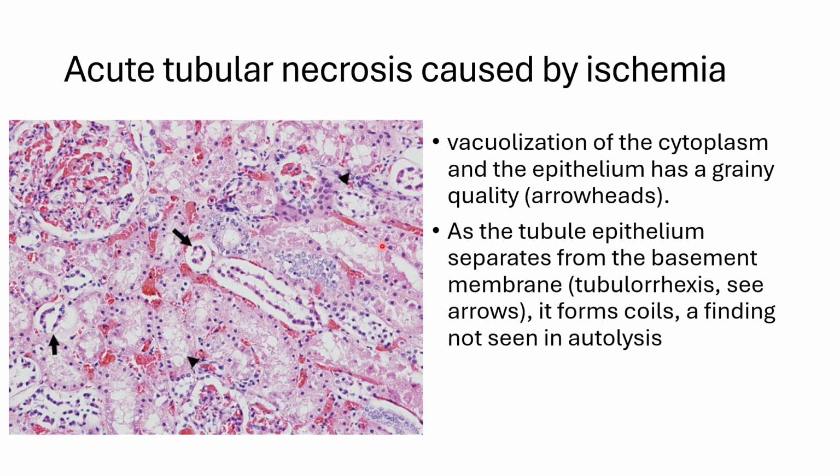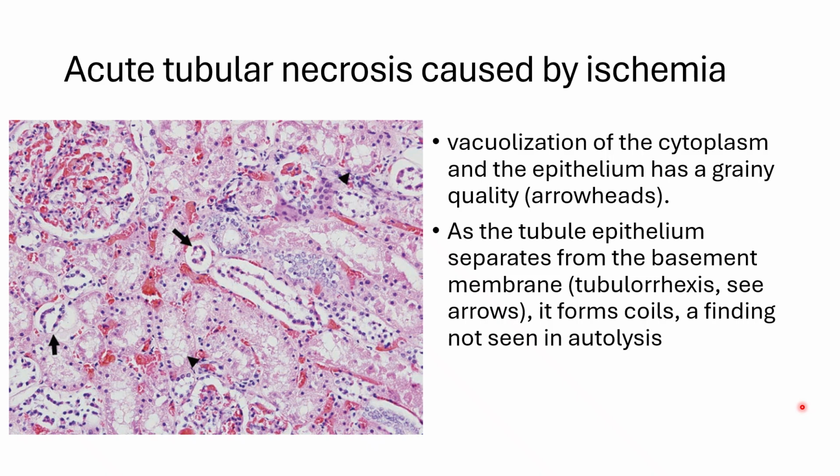So this is ATN. I have told in the previous slides how to differentiate between autolysis and ATN. See, there is vacuolization of the cytoplasm and the epithelium has a grainy quality. So as the tubular epithelium separates from the basement membrane, tubulorrhexis is seen as you can see here. It forms coils. It is not seen in an autolysis case, but in acute tubular necrosis case, we can see the coils. So in ATN caused by ischemia, the PCT are more susceptible to ischemia than the distal tubules.